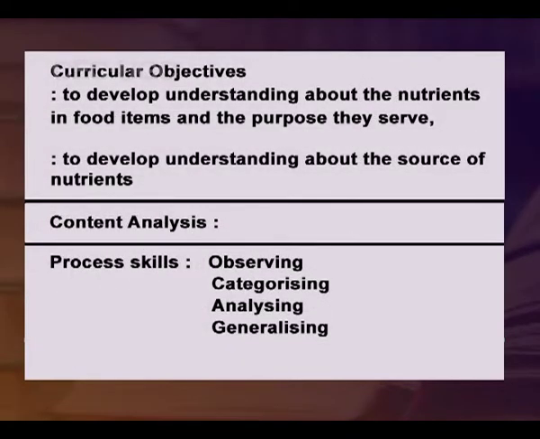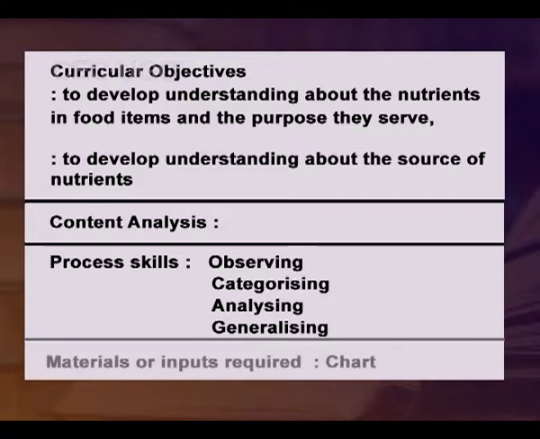The process skills to be developed as a result of doing learning activities provided by the teacher, materials or inputs required for the class, and previous knowledge are listed one by one then. See what I have listed for this class. Under process skills, I have given observing, categorizing, analyzing and generalizing. Materials or inputs required, I have written chart only.